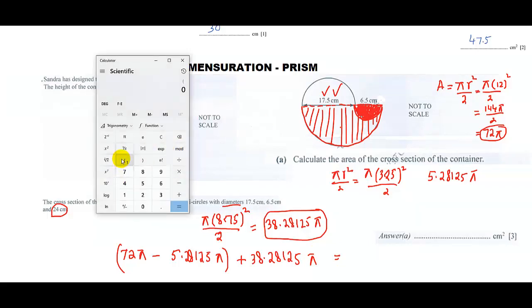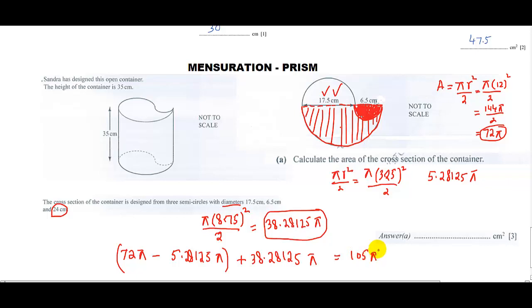So bracket 72 minus 5.28125, okay, and plus 38.28125. It will be 105 pi. 105 pi.